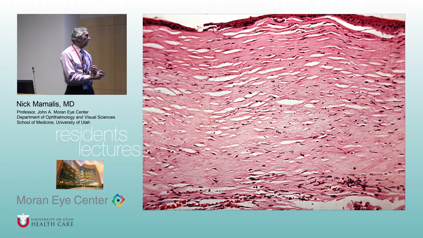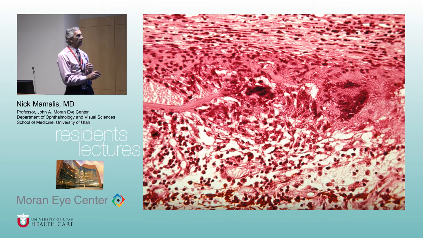But you can also get a deeper herpes, what we call a stromal herpes. What this is characterized by is you get inflammation way down deep near Descemet's membrane, and sometimes you can even see giant cells along Descemet's membrane, really deep. And so these are more difficult.